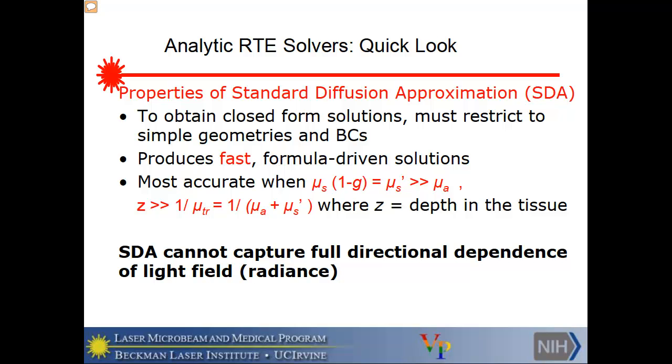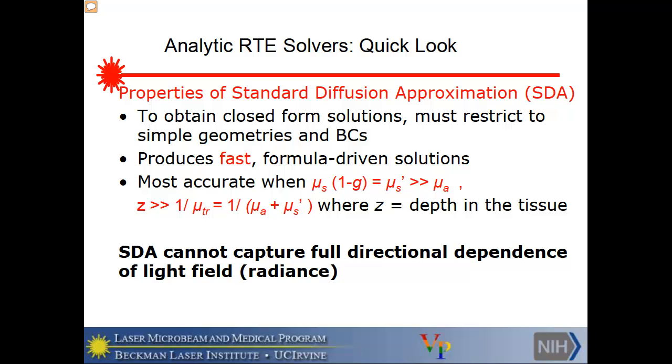Still taking a quick look. In order to obtain closed-form solutions with SDA, you have to restrict to simple geometries and boundary conditions. Otherwise, you can't solve the problem analytically. It does, in those cases, produce fast and formula-driven solutions. And it's most accurate when μs prime, which is this combination of the scattering coefficient and 1 minus g, is dominant over absorption. So these are heavily scattering media.